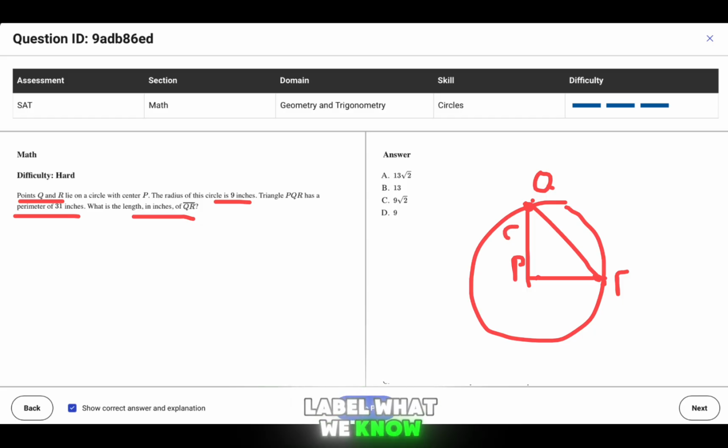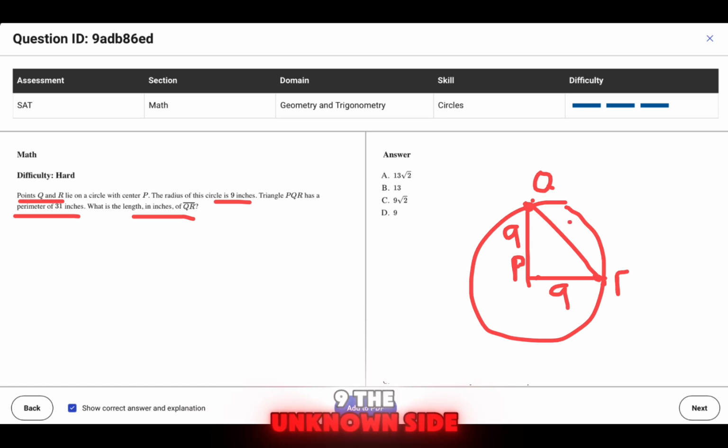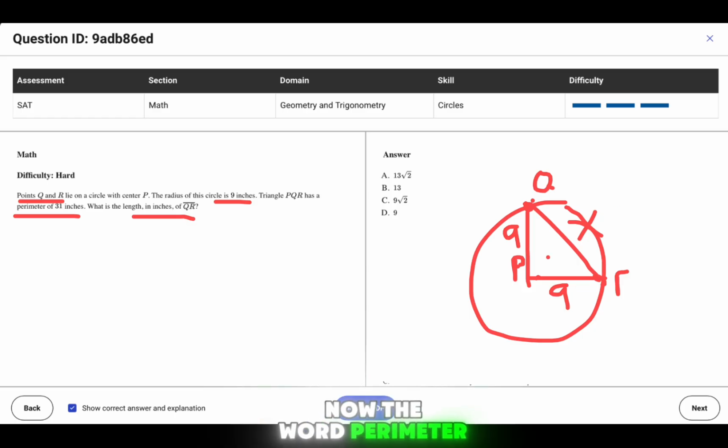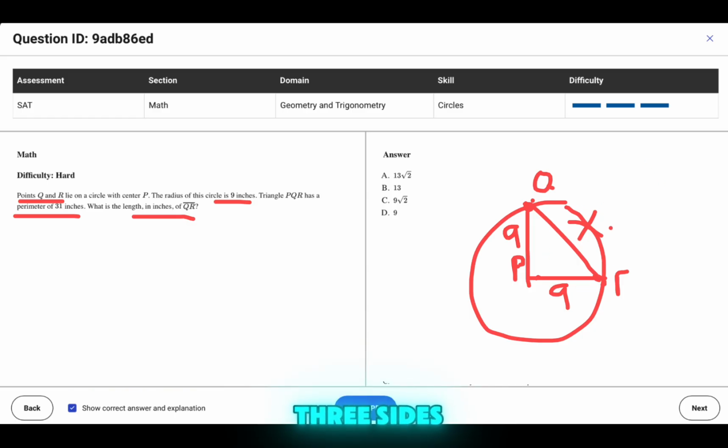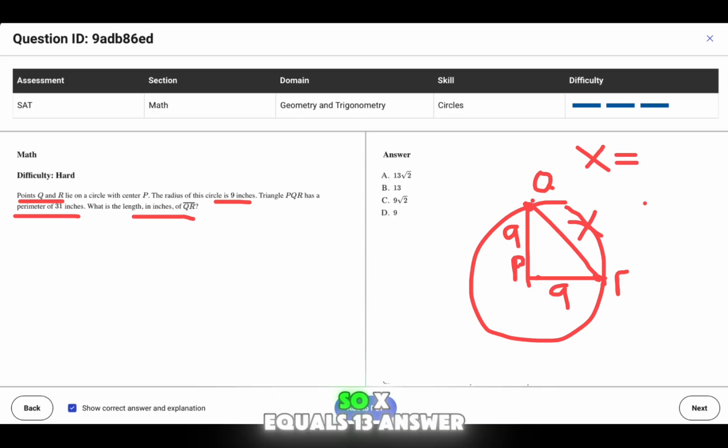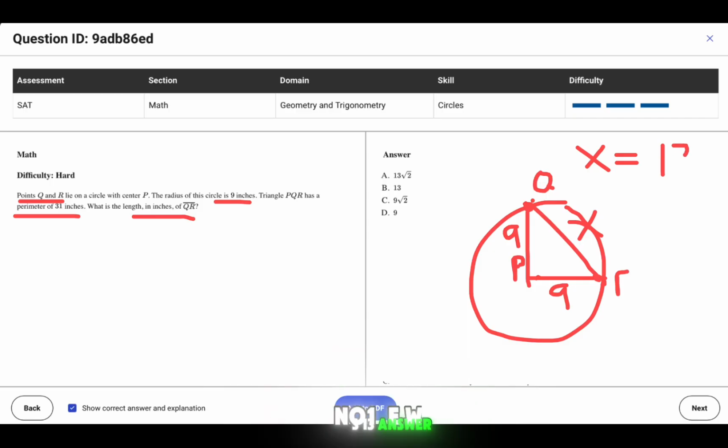Next, label what we know. PQ is a radius, so PQ equals 9. PR is also a radius, so PR also equals 9. The unknown side, QR, becomes X. Now the word perimeter tells us to add all 3 sides. 9 plus 9 plus X equals 31. 18 plus X equals 31. So X equals 13. Answer choice B.